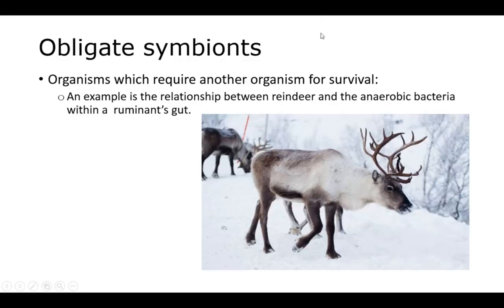Obligate symbionts. Organisms which require another organism for survival. An example would be the relationship between reindeer and the anaerobic bacteria within the ruminant or reindeer's gut. Ruminants are organisms that have multiple stomachs.